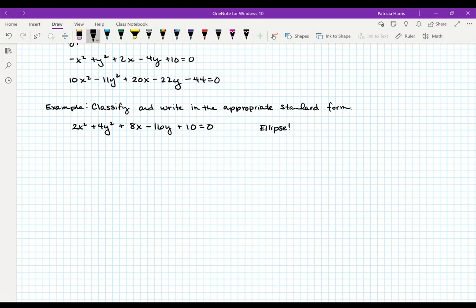Okay. Now we have to recall what the standard form for an ellipse looks like. So let's write that down. Looks like that. Okay. All right. So now we need to make this equation look like right here, look like the thing in the red. Okay. So let's work on that.